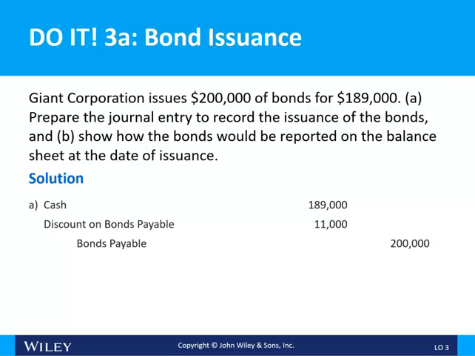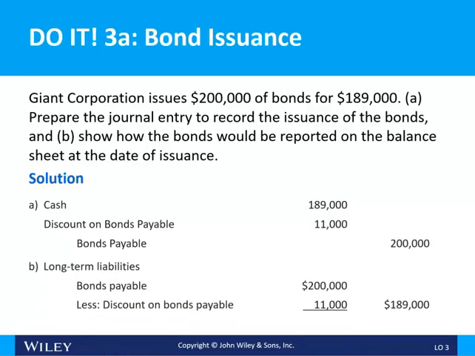How do we show it? On the balance sheet at the date of issuance, under long-term liabilities, we have bonds payable of $200,000. Then we subtract the discount on bonds payable of $11,000, and our carrying value, our net on the balance sheet, is $189,000.